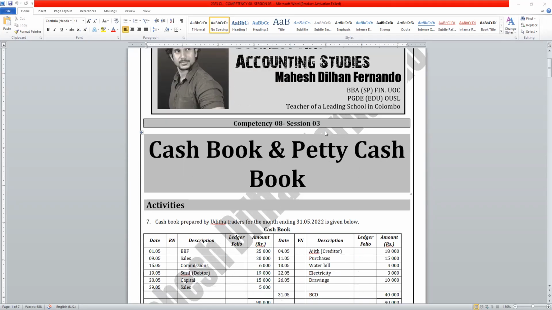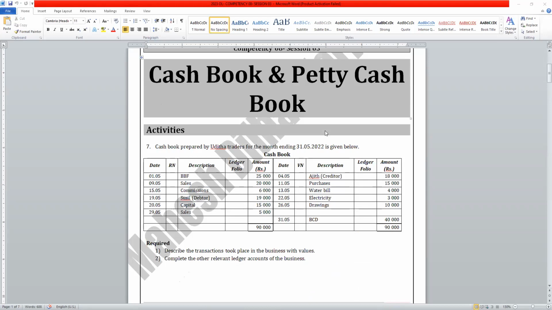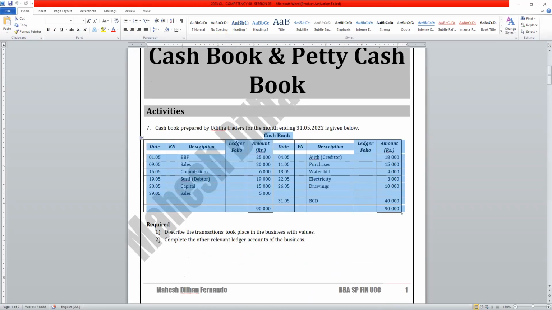So today also I'm continuing the same lesson, but here we have a different set of activities, because even in O-level papers and in term test papers, we have seen that questions are prepared under this kind. Now this time, please observe it very closely. In activity number 7, I have given you a cash book. The requirements are to describe the transactions that took place in the business with values and complete the other relevant ledger accounts.